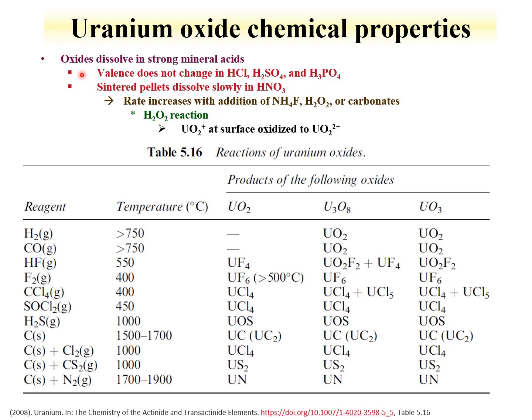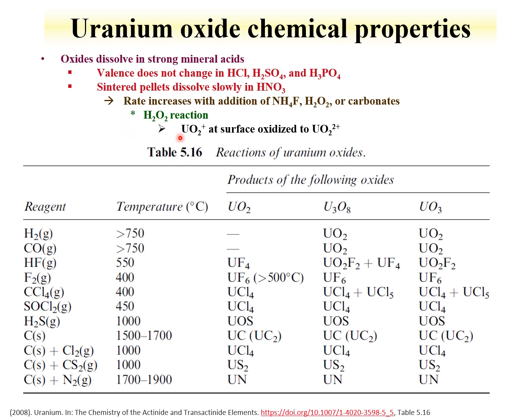Strong acids tend to dissolve the uranium oxides. Valence tends not to change in these acids. They're non-oxidizing. Nitric, however, is an oxidizing acid. It will oxidize UO2 to U3O8.